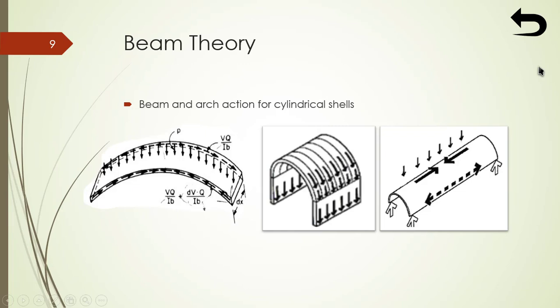In the beam theory, the cross-section of the shell is assumed with or without edge beam, and the sectional properties are determined, and the stresses are computed using the beam theory. An arch analysis is also conducted to determine the transverse moments and the thrust so that suitable reinforcement is designed.